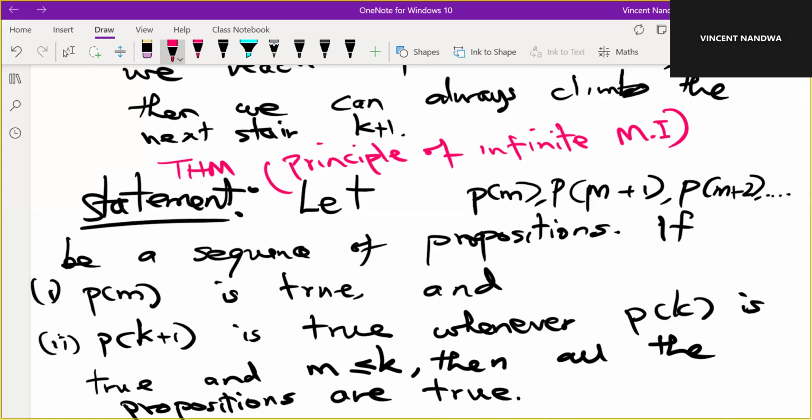Actually, it's a theorem that if you have a sequence of statements or propositions P of M, P of M plus 1, P of M plus 2, etc., then if you are able to show that the first statement P of M is true, and you are able to show that P of K plus 1 is true whenever P of K is true, with M being less than or equal to K, then that is enough confirmation that the whole propositions P of M plus 1, P of M plus 2, etc. are all true.